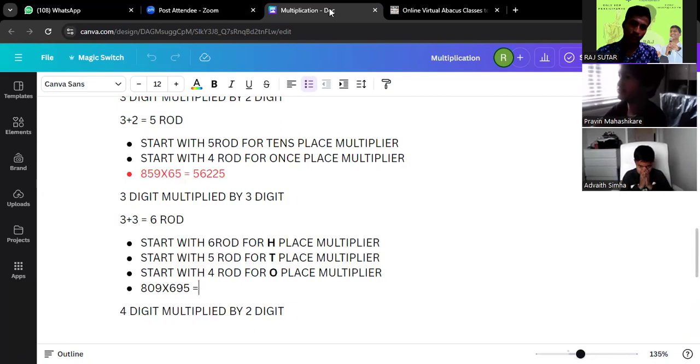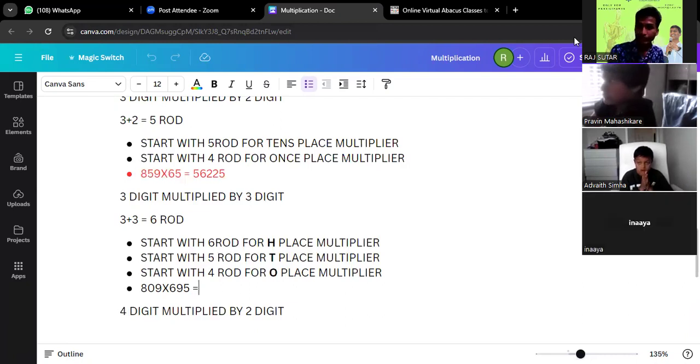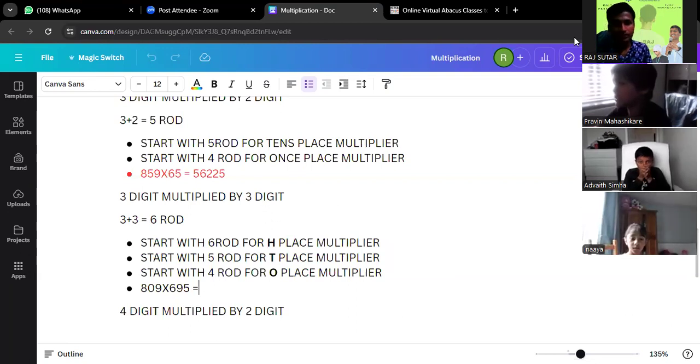So now we'll start with 3-digit multiplied by 3-digit. First of all, if we are starting with 3-digit multiplied by 3-digit, can you tell me on which rod we are going to write the answer? Six. Fantastic. Good morning, Inaya. We are learning 3-digit multiplied by 3-digit. So on the sixth rod, we are going to write the answer.